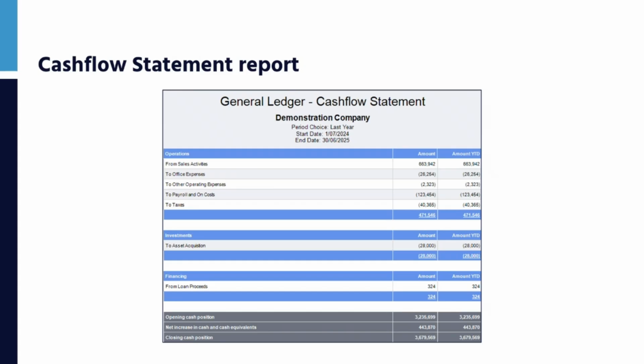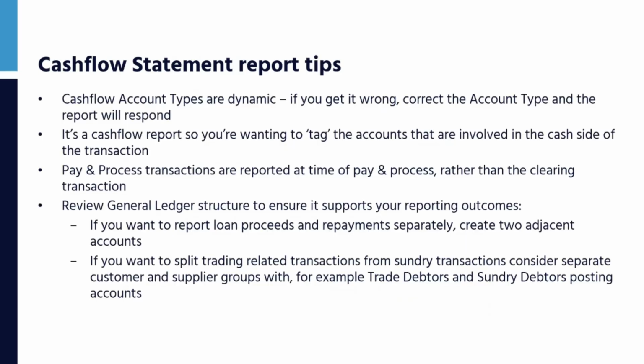If you find that you don't get something right the first time, you just go back and change the cash flow account type on that account and then rerun the report, and everything dynamically changes. The cash flow account types themselves aren't posted to the transactions, they're just used as a report variable when you run this report, so it is really good to tweak as you go. So just a few tips. As I said, those cash flow account types are dynamic. If you get it wrong, go back and change it, and the report will respond immediately. You don't need to reverse transactions or anything of that nature.